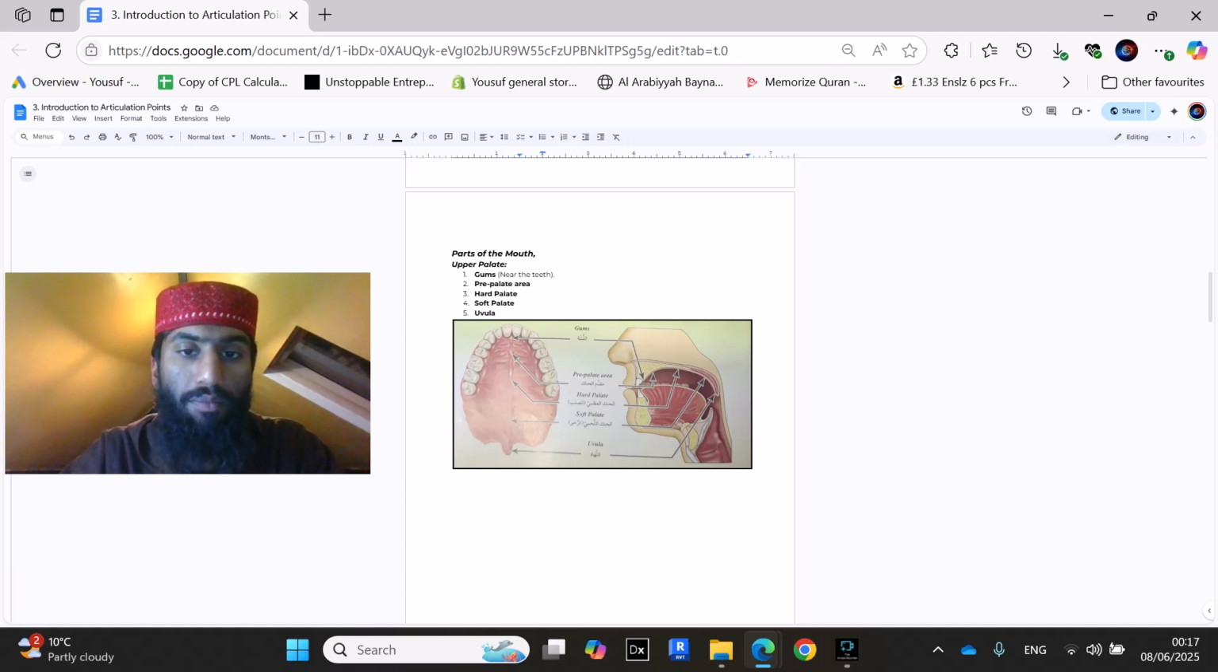See how that's different in feeling? One feels a bit more friction, and the other is soft. But it's also hard. It's not soft like the back. Then if you go further back, all the way back, it starts to feel very soft. That's the soft palate. So those are the different parts of the upper palate in feeling.